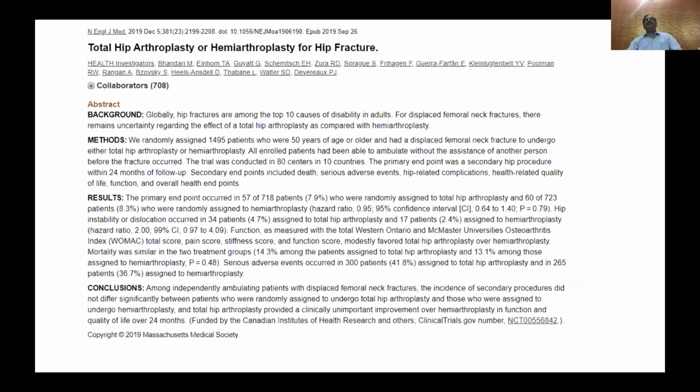And I'll finish this talk with one paper by Mohit Bhandari's group, which was published in NEJM, and it should put a lot of controversy to rest, although these patients have only been followed up for 24 months. This paper says that total hip arthroplasty is comparable to hemiarthroplasty in a hip fracture. It doesn't offer much bigger advantage.